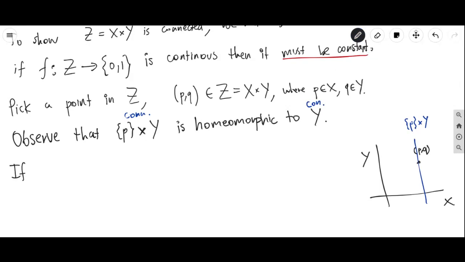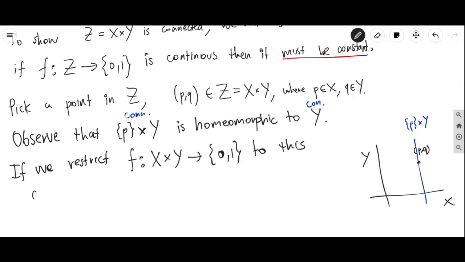So if we restrict this function from the product space to this connected subspace {p} times Y, it is continuous, right? Because if you restrict a continuous function to a subspace, as we said in class and you had on the homework, it's going to be continuous. Restricting the domain, restricting the codomain, extending the codomain, the continuity will be preserved. So it's going to be a continuous function.